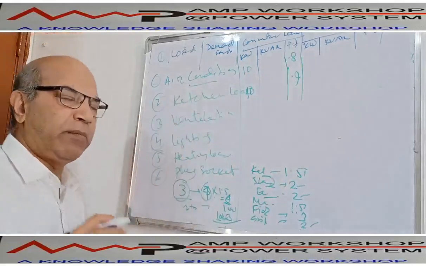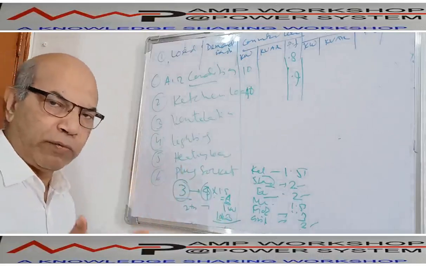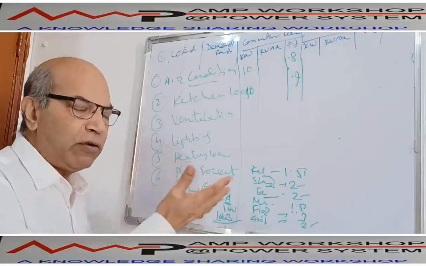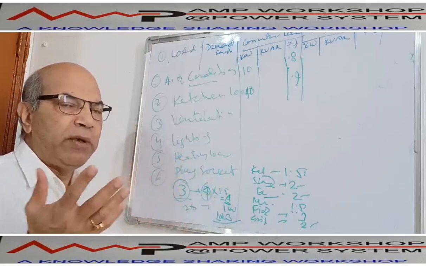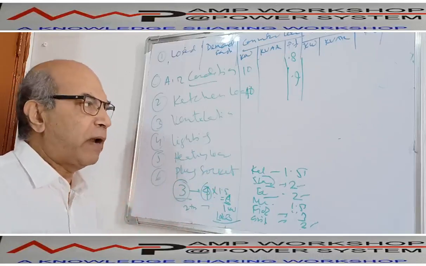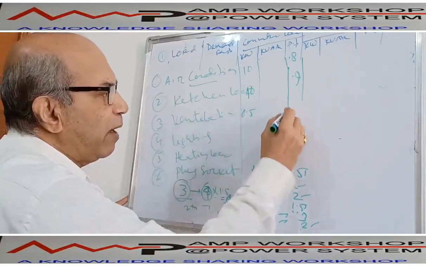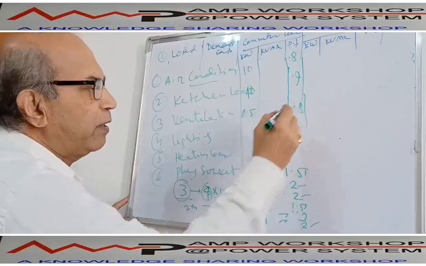Then your ventilation is all fans. So how many do we have in total? 3 bedrooms, 4 fans, plus you have a dining area and drawing area, total maybe 8 fans, 8 fans at about 500 watt. You can say this is 0.5 kilowatt. These are small fans, so the power factor is 0.8.